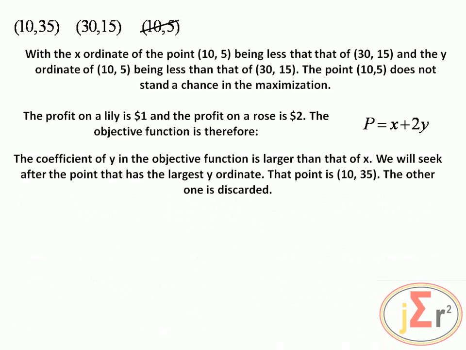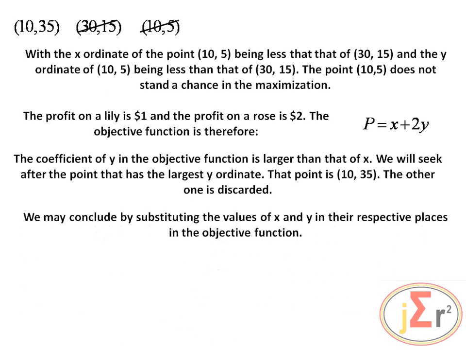We will seek after the point that has the largest y ordinate. Because the coefficient of y is a large one, this time we will search for the point that has the largest y ordinate. That one is out. We may conclude by substituting the value of x and y in their respective places in the objective function. Of course, we have p is equal to 10 plus 70, and so we have the maximum profit is $80.